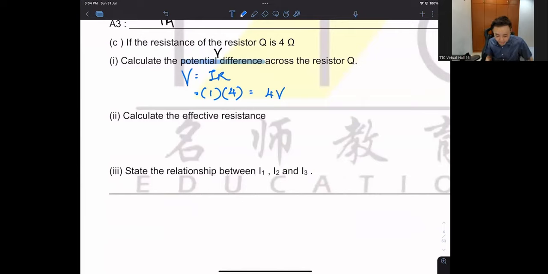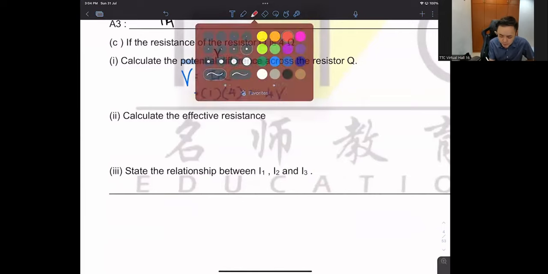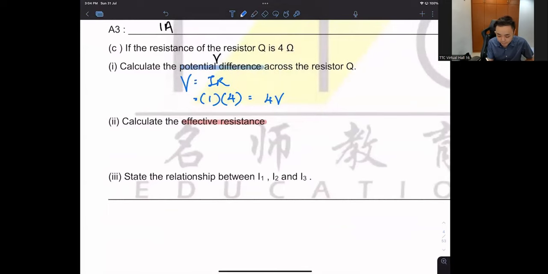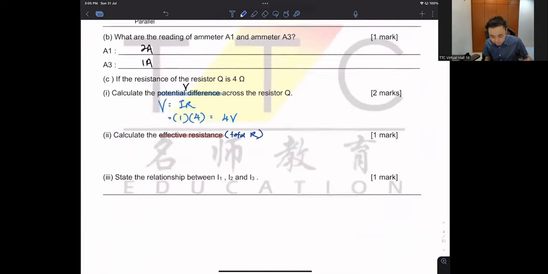Okay, next one, effective resistance. Remember, we mentioned this before. You know what makes up effective resistance, right? If you don't know, make a remark for yourself. The idea of effective resistance, in simple words, means total resistance.